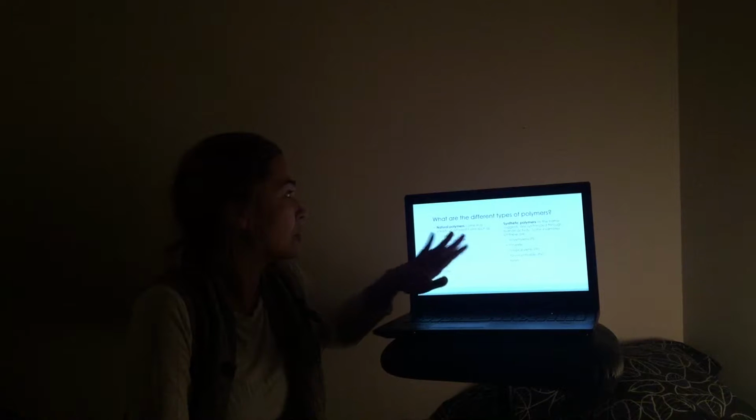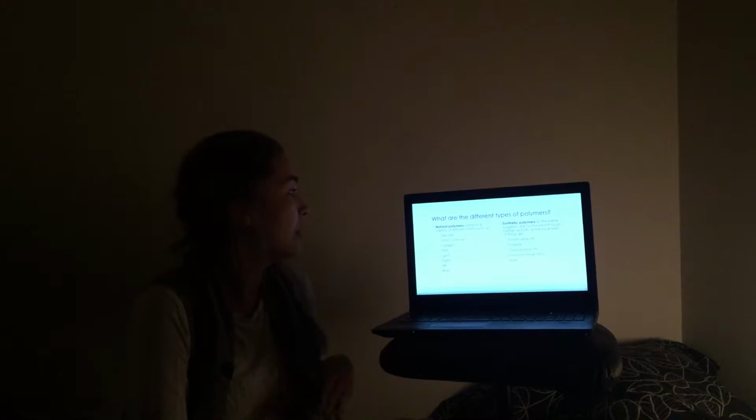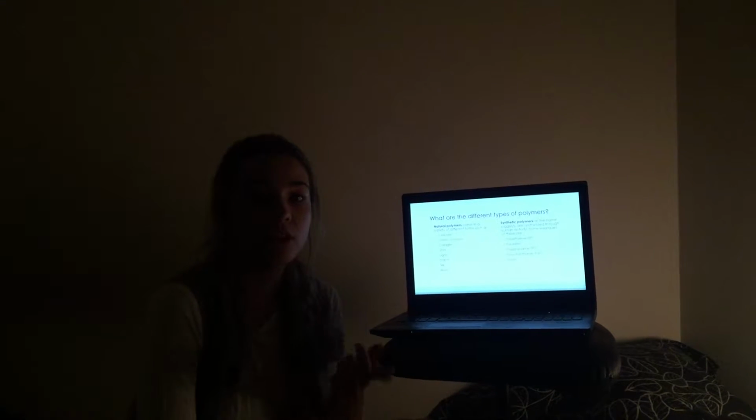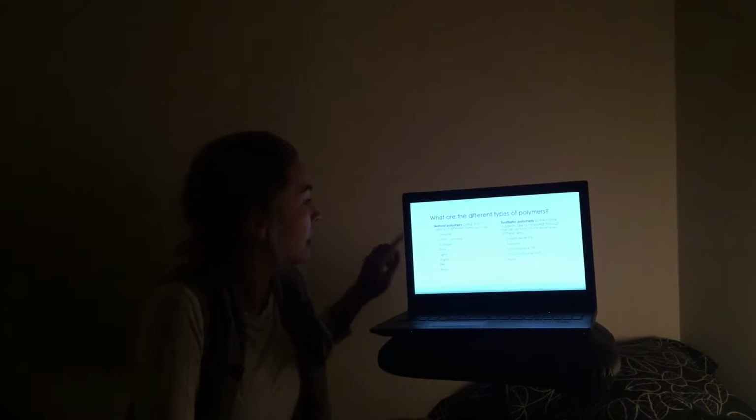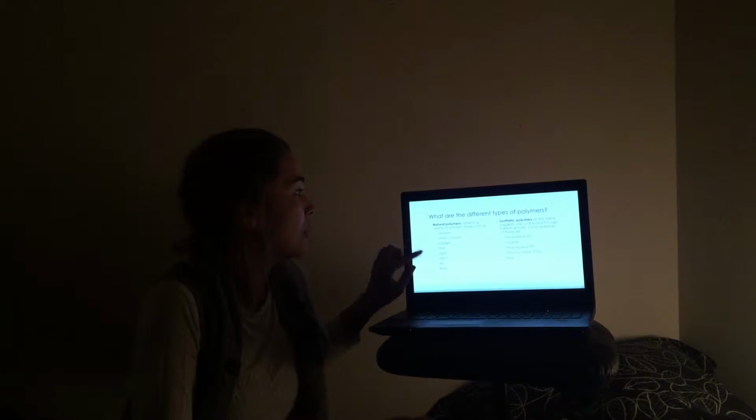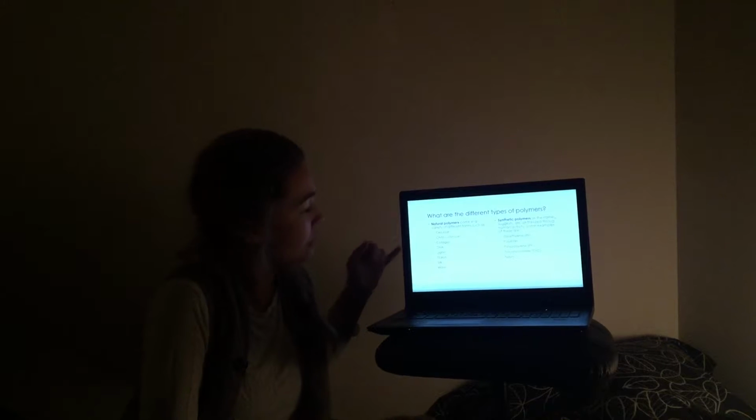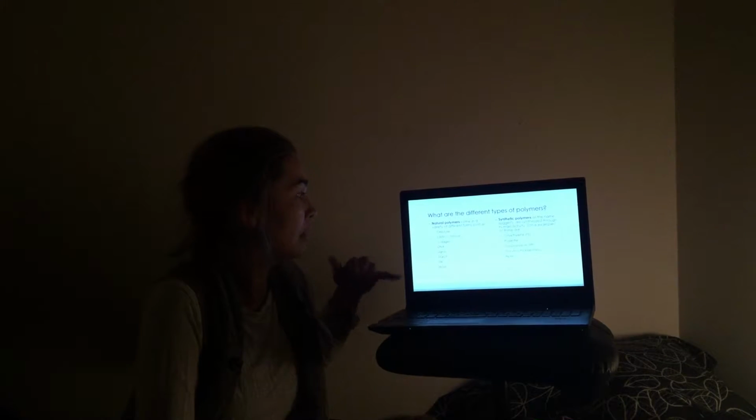The different types of polymers that you have, I just said natural and synthetic. So with natural, you can have plant-based, so that's cellulose, chitin, chitosan, lignin, starch. You can also have animal or human-based, so that's like collagen, DNA, silk, and wool.